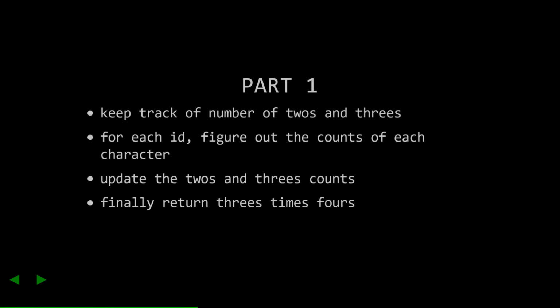As before, I'm going to describe my approach in words, and then we'll jump into a more technical description of the problem. This part is a pretty straightforward linear solution where we check each of the lines. The tricky part here is determining whether a line qualifies as a 2 or a 3, or both. Beyond that, we keep track of the counts, and at the end we multiply them together.